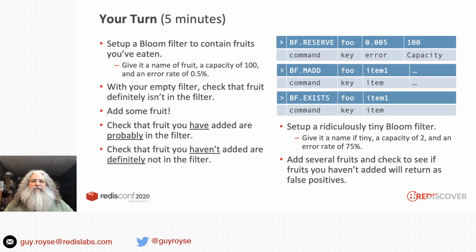When you're done doing that, set up a ridiculously tiny Bloom filter. We're going to try and make it error. Give it a capacity of 2 and an error rate of 75%. Add a bunch of fruit and see if you can start getting fruits that you didn't add to be returned by the Bloom filter. And this is so you can sort of experience what happens when they're overly full. So with a capacity of 2, you could probably add 5 or 6 fruits and start seeing this behavior.